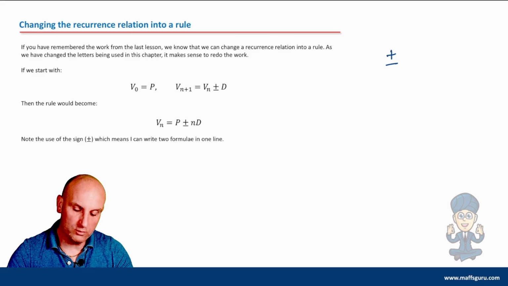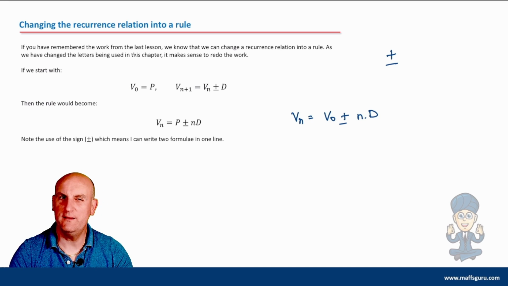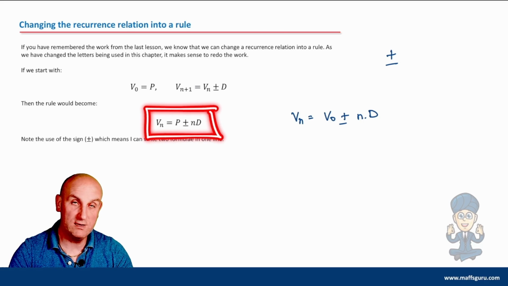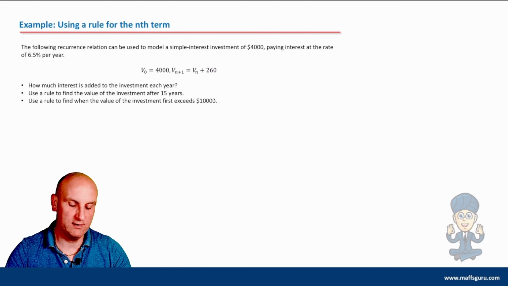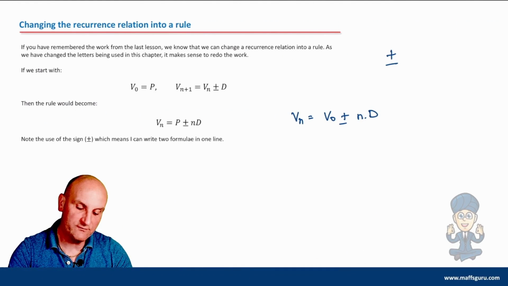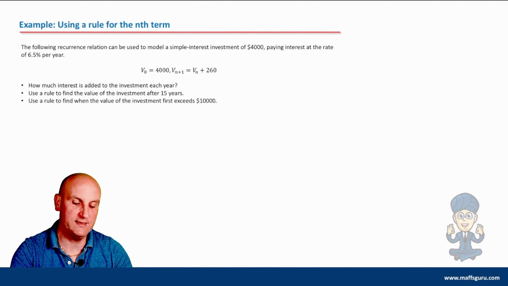So our rule, if you remember before, will become V of n is equal to, now we can say P or we can say V0 plus or minus n times D. All right, so that's the shortcut. That's where we're going to get to, for you to be able to know this. Really, really important, but I'm not going to explain it, I'm just going to tell you it. So hopefully you're going to realize, as we've done before, that whatever the value of D is here is the value of D there. Whatever the value of V0 is there is the value of V0 there.